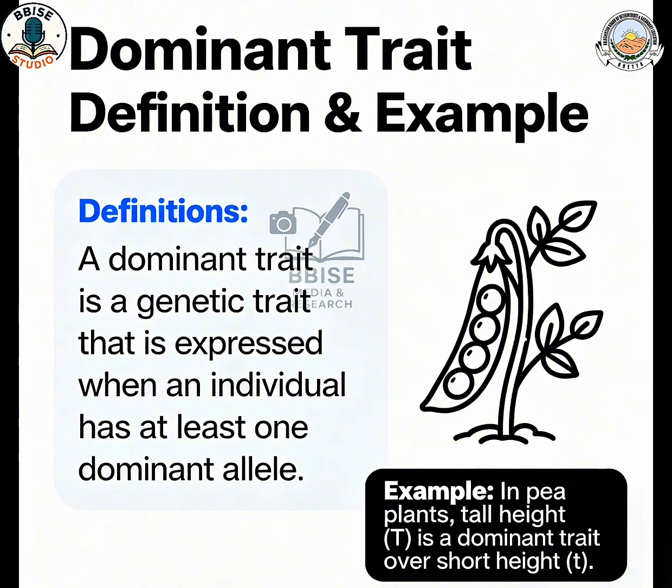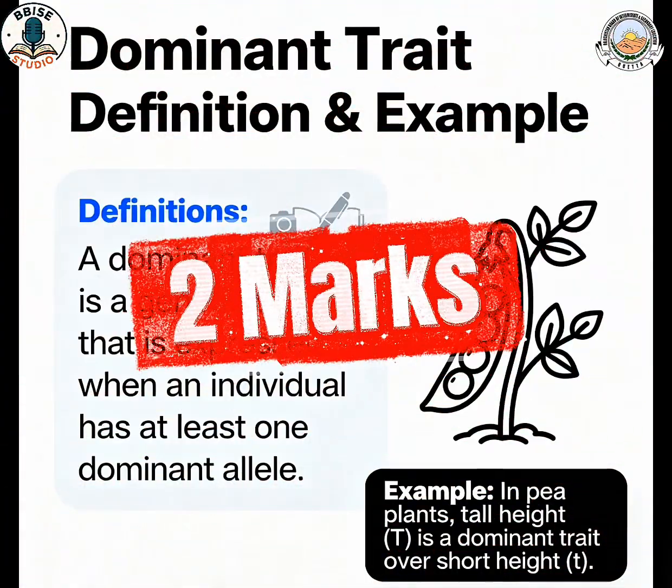Let's consider a trait of plants: height. Tall, capital T; short, small t. If the plant has the genotype both capital T or a capital T and small t, it will express the dominant trait tall. In this way, we secure 2 marks.